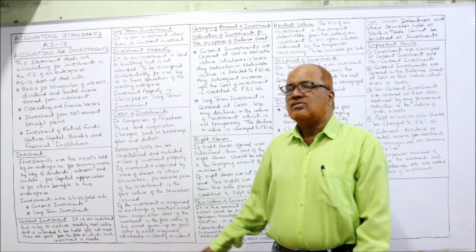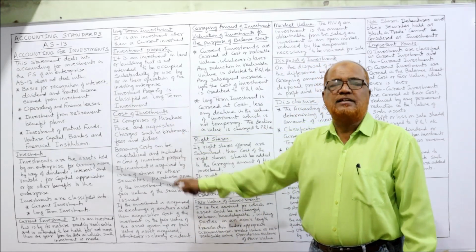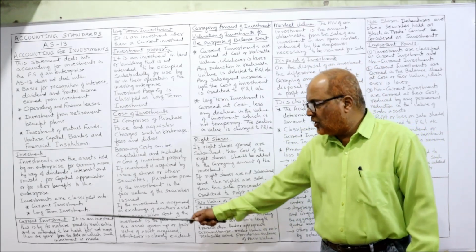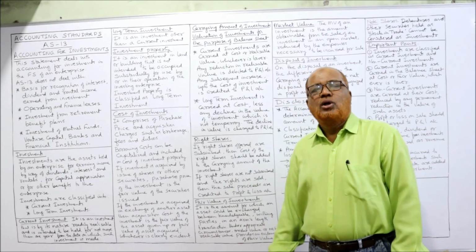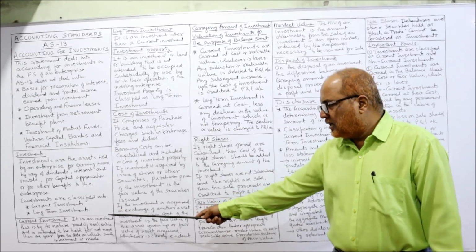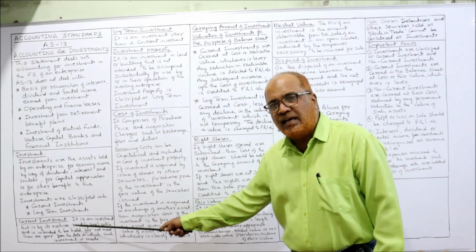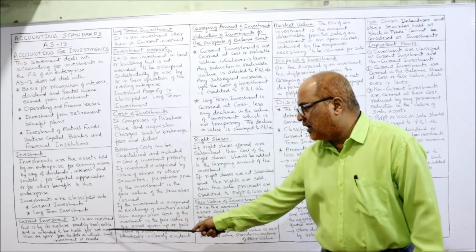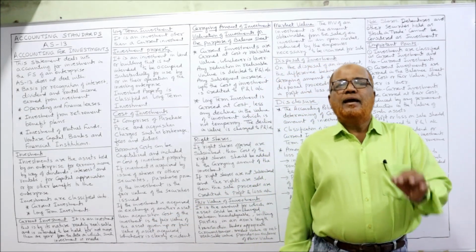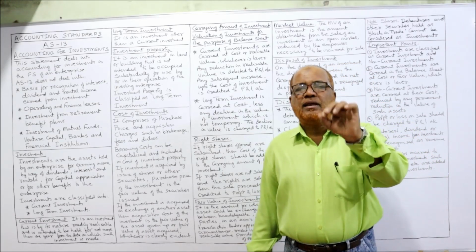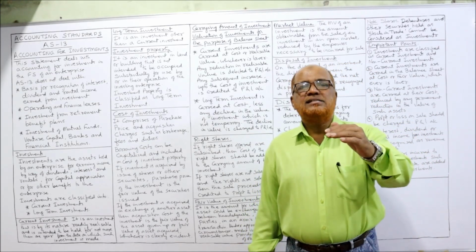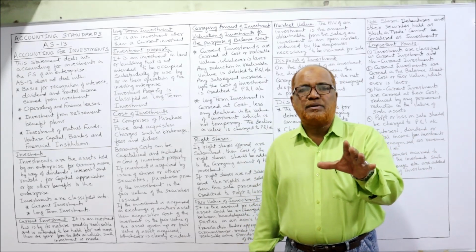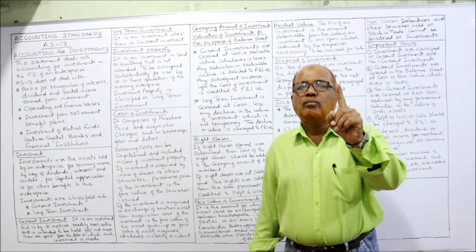Investments are classified into two categories. AS13 has classified the investments into current investments and long-term investments. So what are current investments? A current investment is an investment that is by nature readily realizable and is intended to be held for not more than 1 year. Any asset which can easily be realized, that means easily sold, and the intention is to hold it for not more than 1 year.